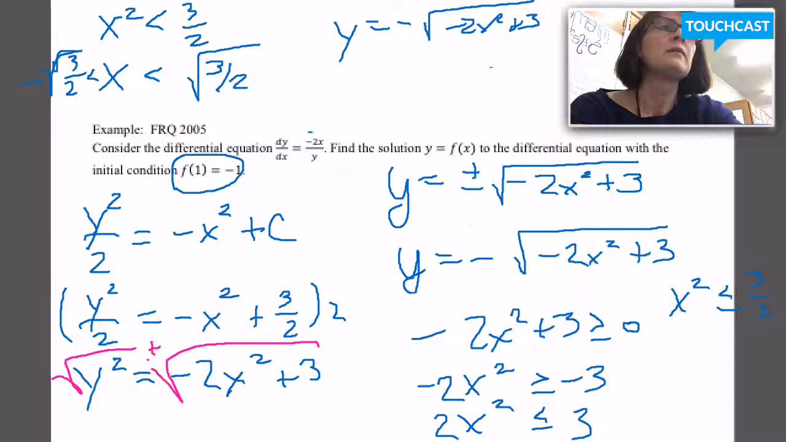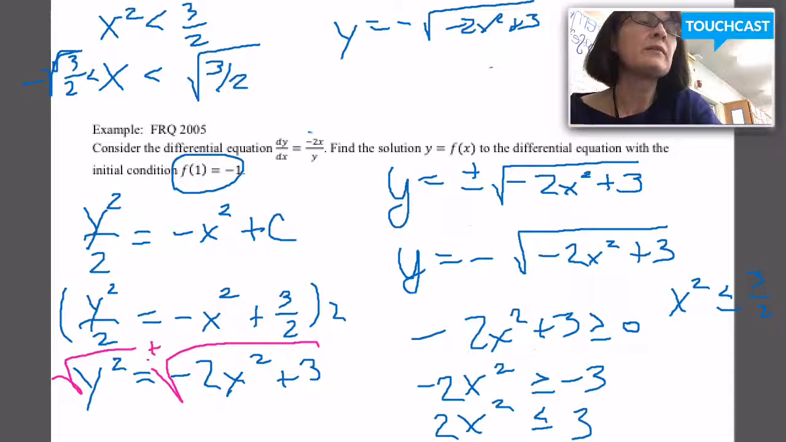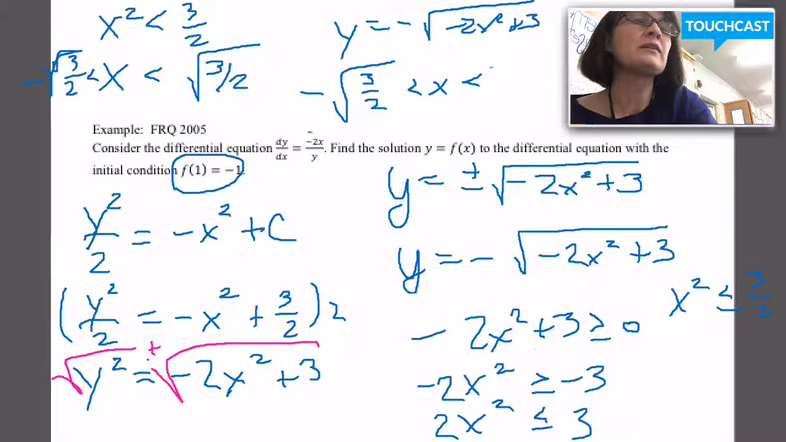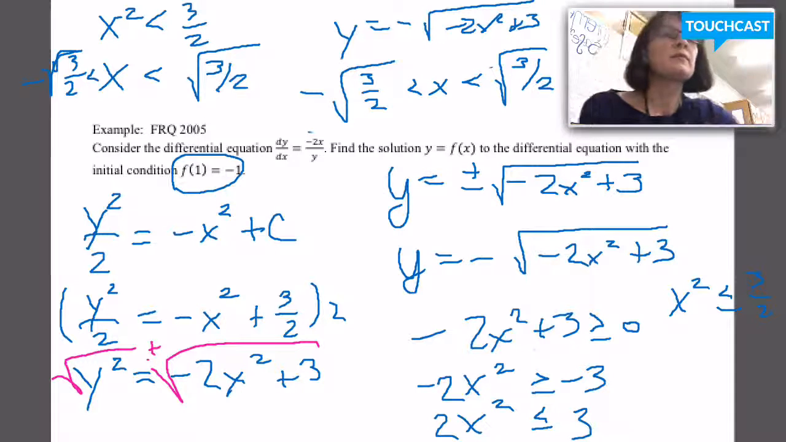So my final answer, y equals the opposite of the square root of negative 2x squared plus 3, and that's defined for negative square root of 3/2 is less than x, which is less than the square root of 3/2. Final answer.